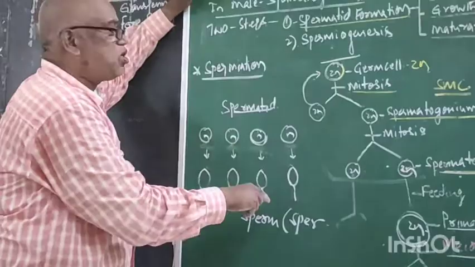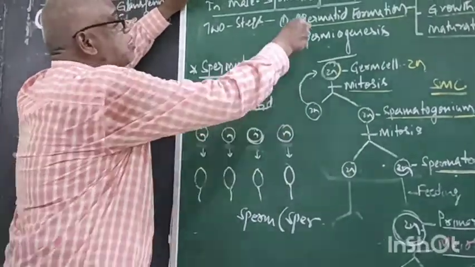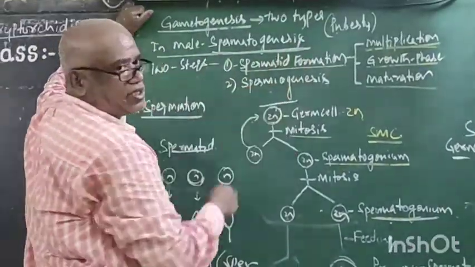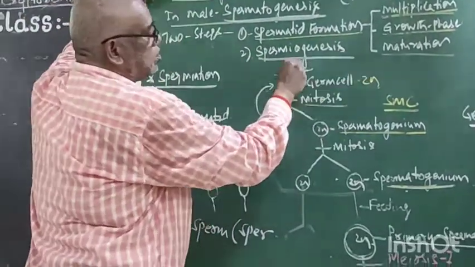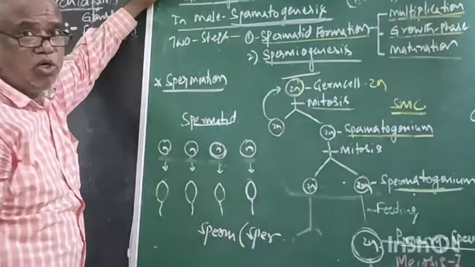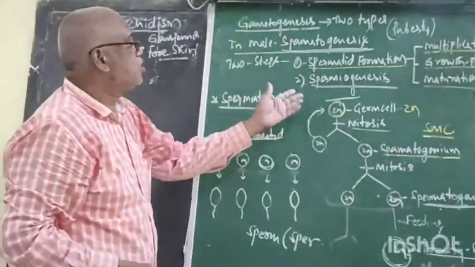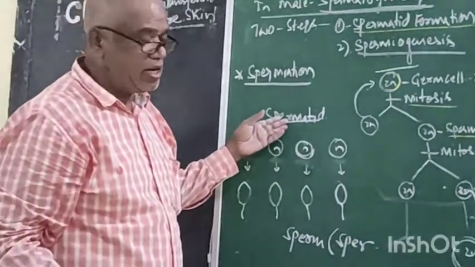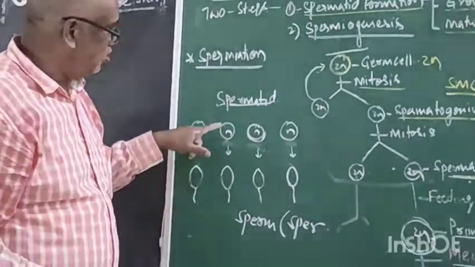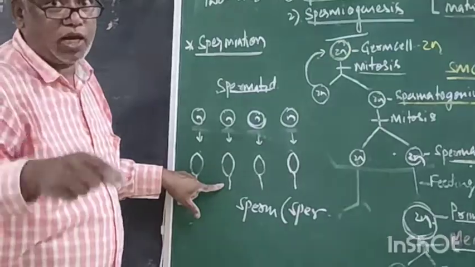The process of conversion of spermatid into sperm is called spermiogenesis. Now I want the definition of spermiogenesis: the process of conversion of spermatid... Both are haploid.